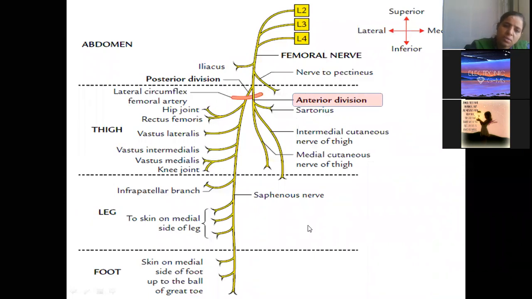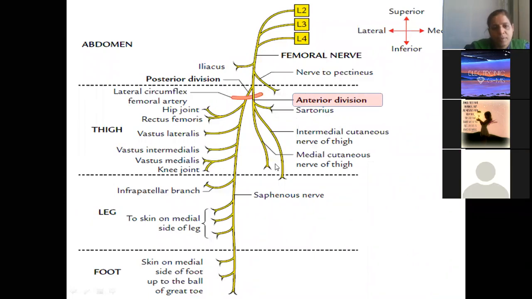So this is also Vishram Singh's picture only. This is the main trunk. These are all posterior divisions from the lumbar plexus. You are finding they have joined to form the femoral nerve. From the main trunk, iliacus and pectineus. From the anterior division, only one muscle, sartorius. These two are cutaneous. The posterior division, this force is in the thigh. It is supplying all of quadriceps femoris muscle and the knee joint.